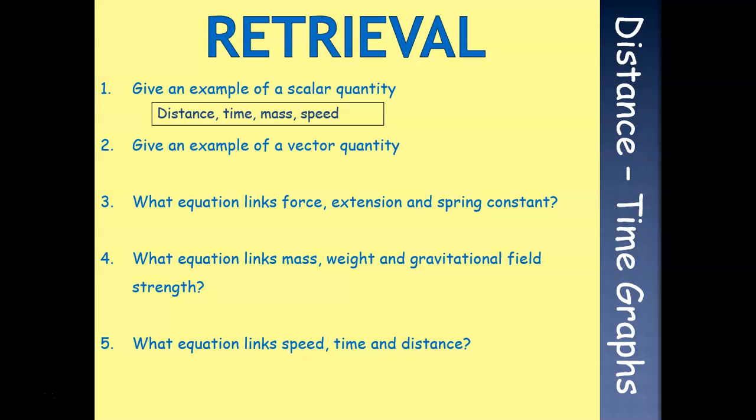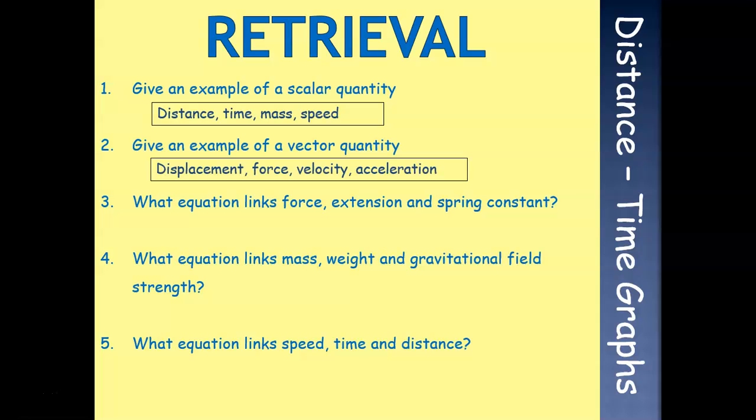Question 2. An example of a vector quantity. Well, a vector would have size and direction. So I've given you displacement, force, velocity, acceleration. There's many more of both of those, but as long as you have something for scalar that has a size but no direction, whereas in a vector, size and direction, you're not going to go wrong.